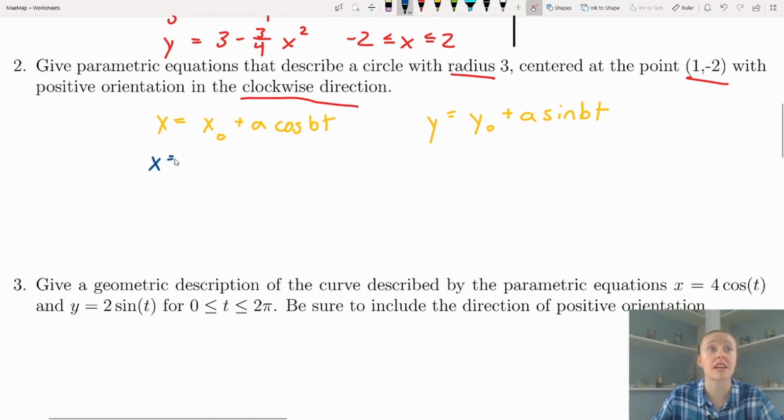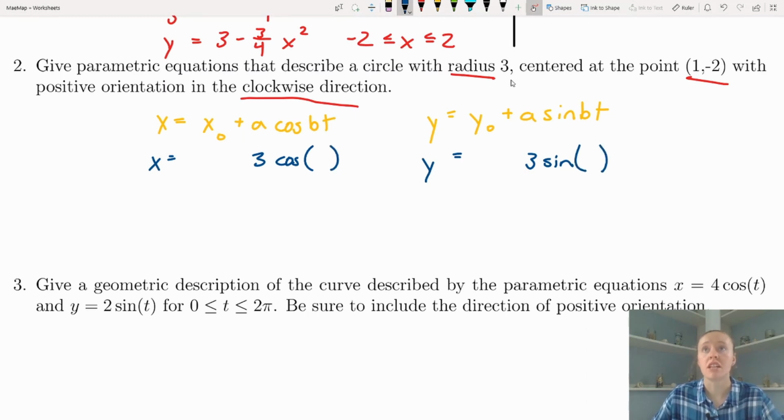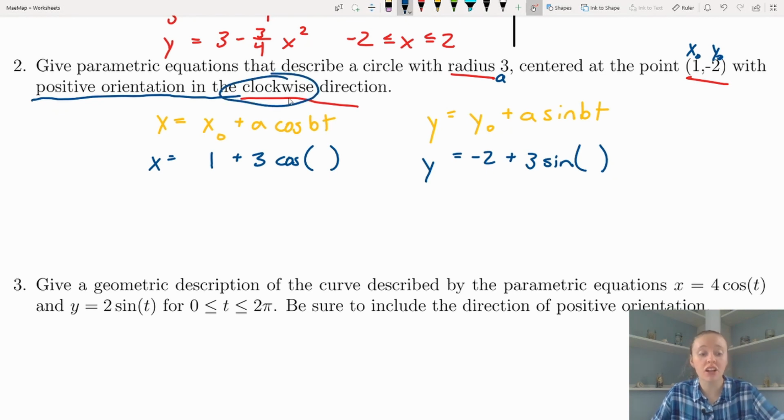So I'm just going to fill this in as I go along. If a is our radius, then I'm going to have 3 sine of something t, and x is also going to be 3 cosine of something t. Next, I'm going to take my center into account. That's my x naught, y naught, just as my radius is a. So x naught, plugging that in, I'll have 1 plus 3 cosine of something, don't know what that is yet. And then for y naught, that'll be negative 2 plus 3 sine of, again, I don't know what I'm plugging in yet, but this is the positive orientation goes in the clockwise direction.